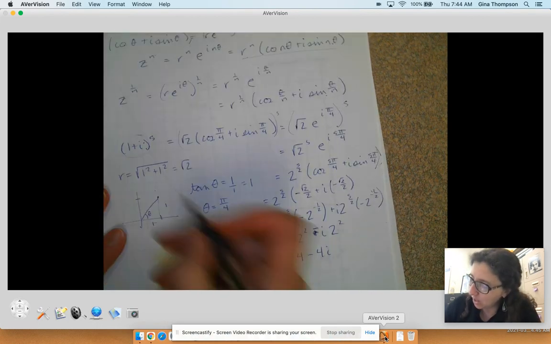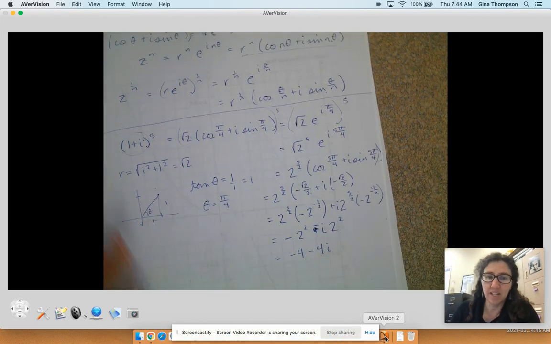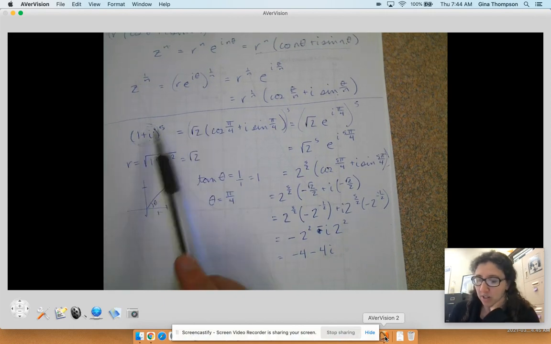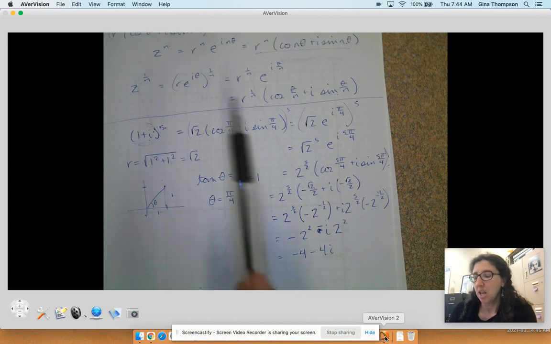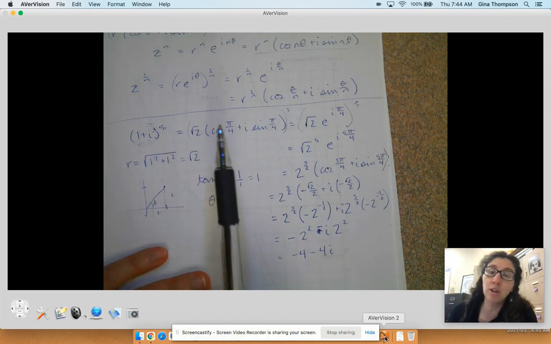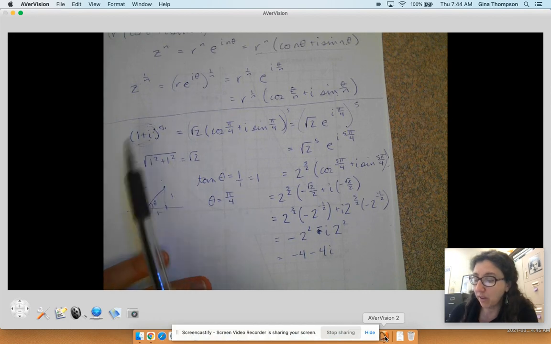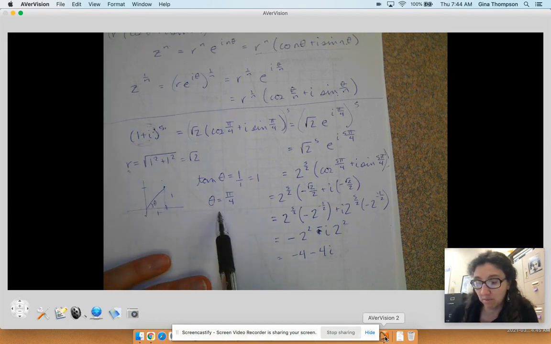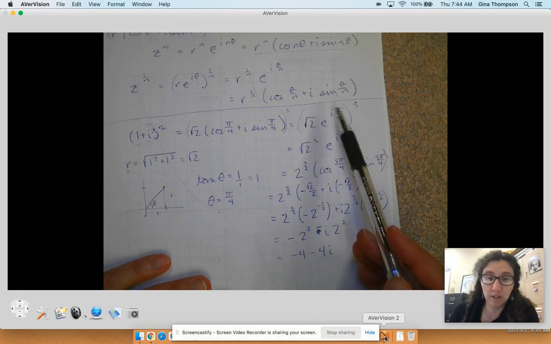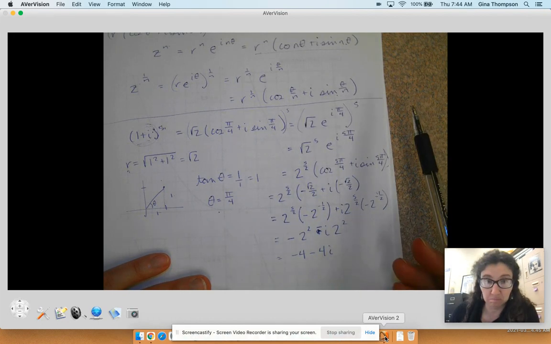Okay, so let's see. Our problem started here. Let's think about what we did. We said, okay, I've got a complex number raised to an exponent. It would be nice if I could use de Moivre's theorem, but in order to use de Moivre's theorem, I have to have this in polar form. So I had to find my r and I had to find my theta. So I wrote it in this form. I use this Euler's form because it's easier with exponents, at least to me.